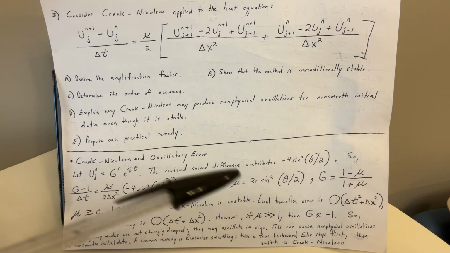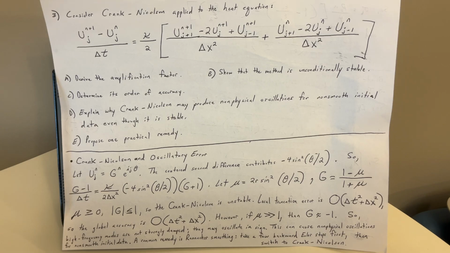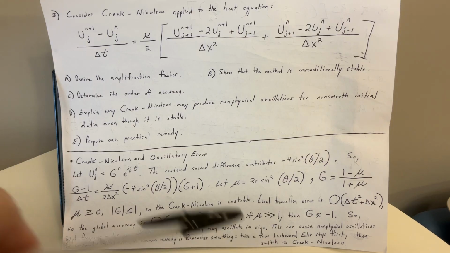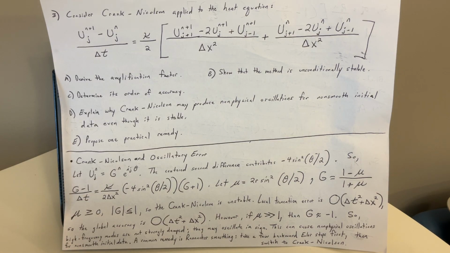However, if mu is much larger than 1, then G is approximately negative 1. So high frequency modes are not strongly damped. They may oscillate in sign. This can cause non-physical oscillations for non-smooth initial data. A common remedy is Rannacher smoothing: take a few backward Euler steps first, then switch to Crank-Nicolson.